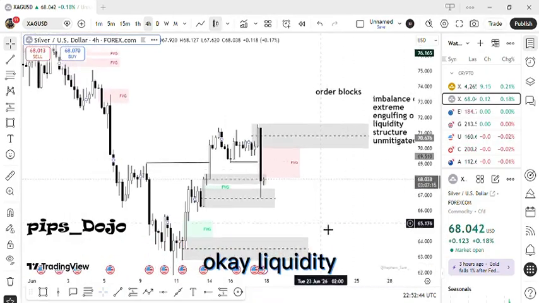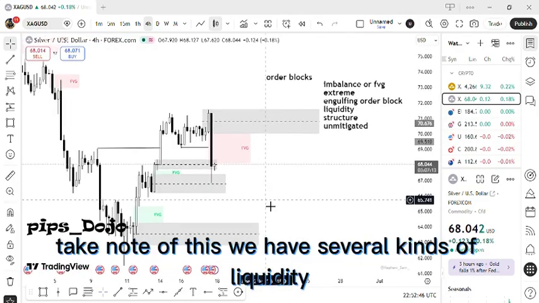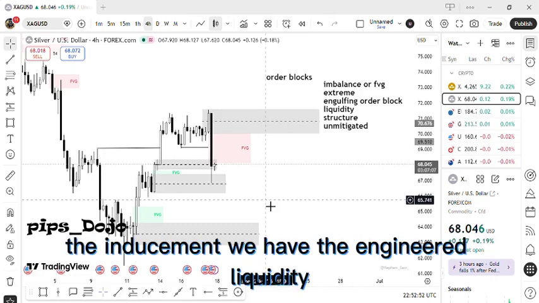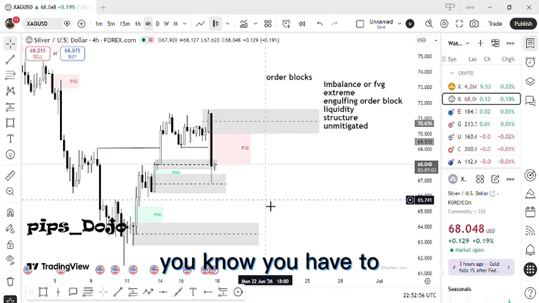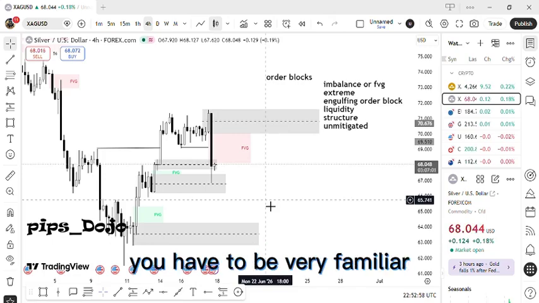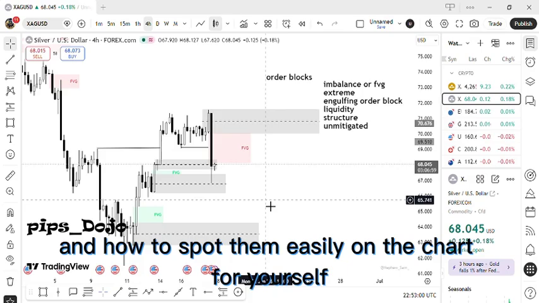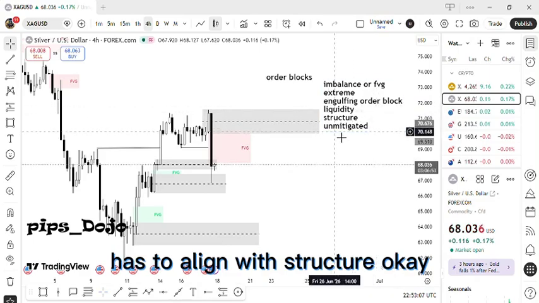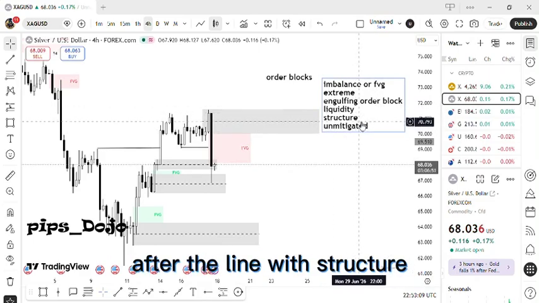Okay, liquidity, this is very, very important. Take note of this. We have several kinds of liquidity. We have the inducement, we have the engineered liquidity. You have to be very familiar with the kinds of liquidity and how to spot them easily on the chart for yourself. So your order block, of course, has to align with structure. Okay, has to align with structure.